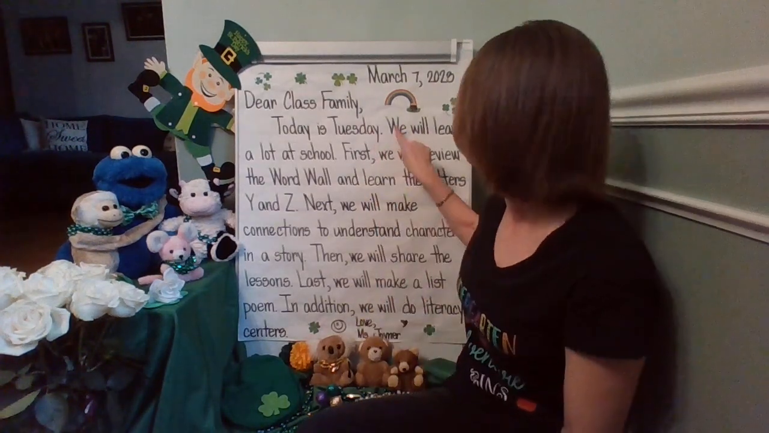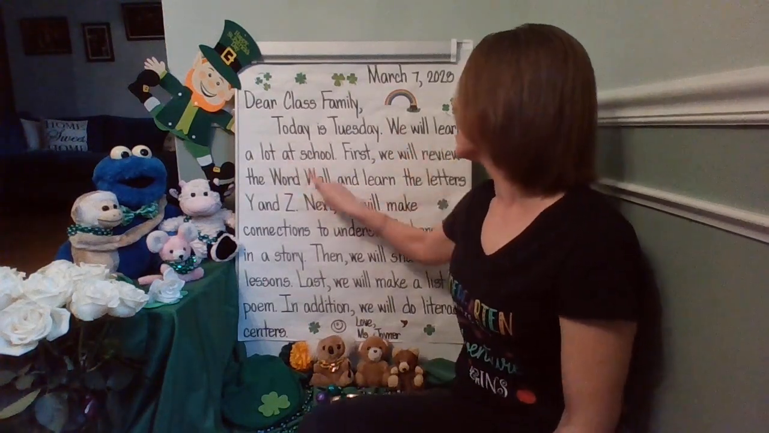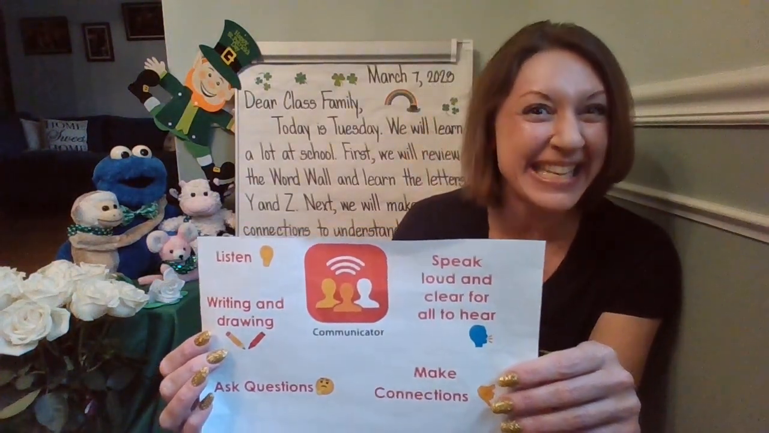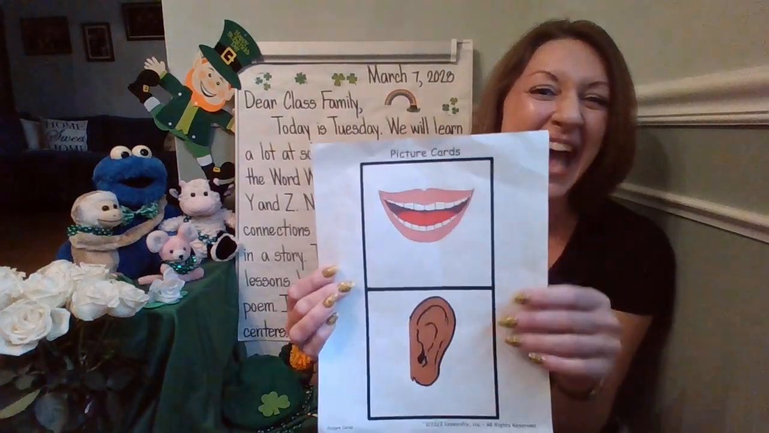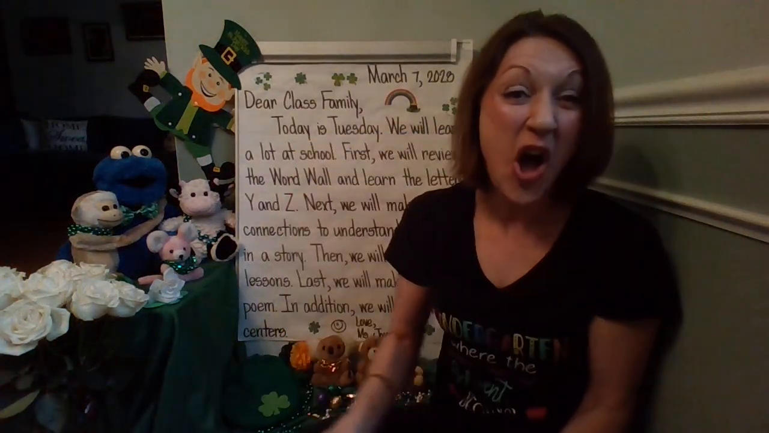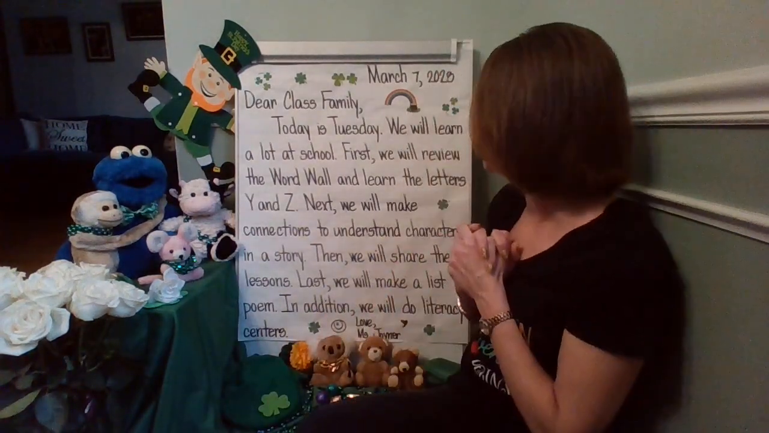Let's go ahead and look at the next sentence, beginning with a capital W, like W and what? We will learn a lot at school. Oh, that's true, class family. We do that each day to be a great collaborator, communicator, and creative and critical thinker. And we do this by listening, writing and drawing, asking and answering questions, making connections, and sharing our thinking. Make sure that you speak loudly and clearly for all to hear you. You'll use your mouth to speak and your ears to listen. All right, let's see what they're going to do today in kindergarten.